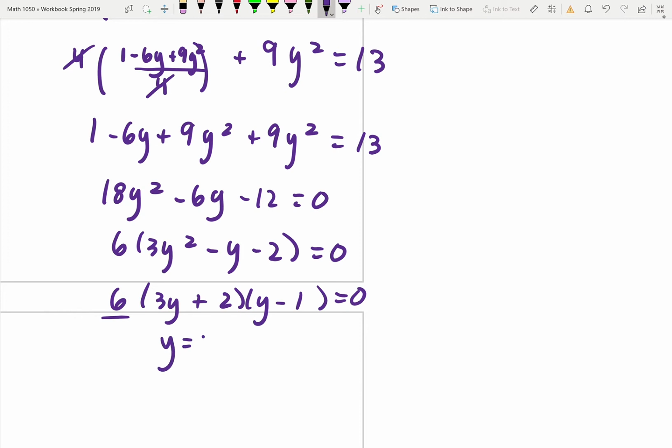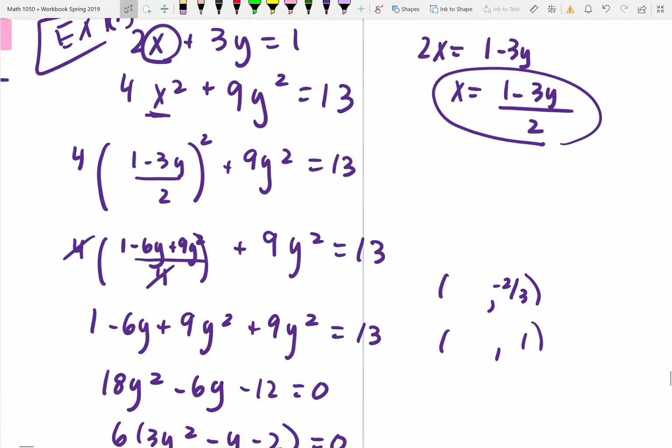The 6 gives me nothing. The y gives me a negative 2/3. And the next one gives me a 1. So I'm going to have 2 answers. One with a negative 2/3. One with a 1. Now, I did have to use substitution. So the good thing about substitution is it's easier to find the second point.